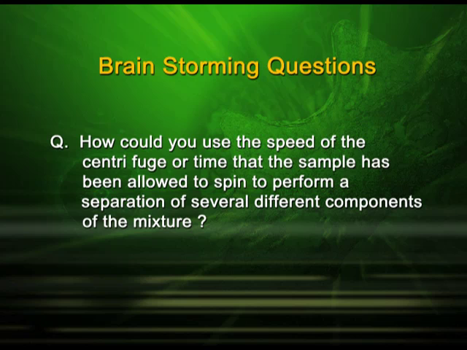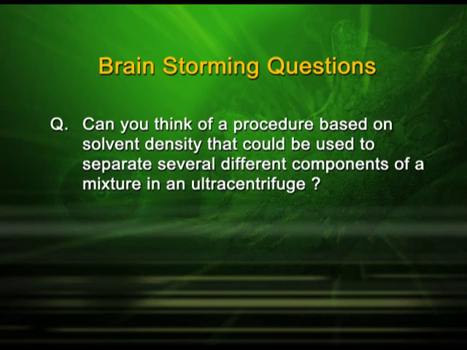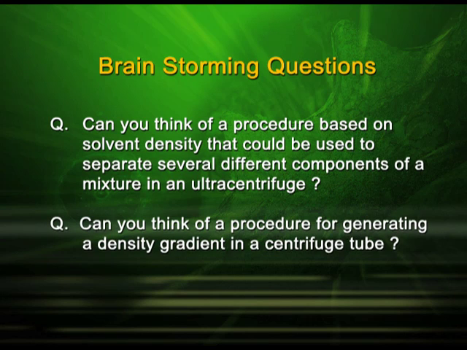Fourth question, how could you use the speed of the centrifuge or the time that the sample has been allowed to spin to perform a separation of several different components of the mixture? Fifth, can you think of a procedure based on solvent density that could be used to separate several different components of a mixture in an ultracentrifuge? Last question, can you think of a procedure for generating a density gradient in a centrifuge tube?